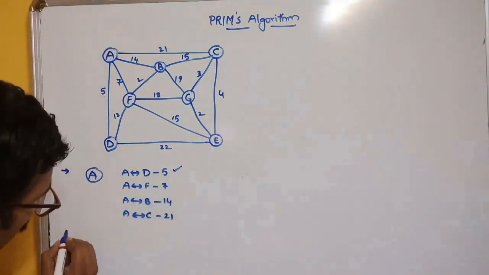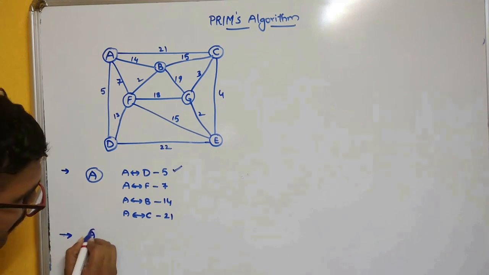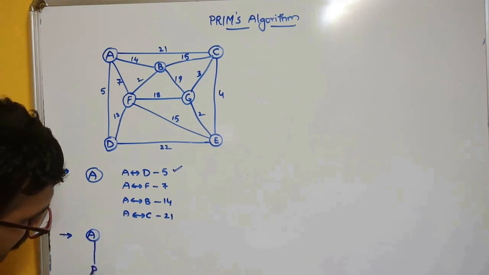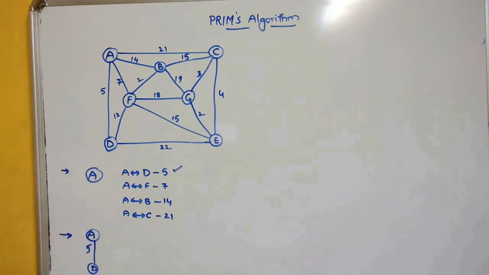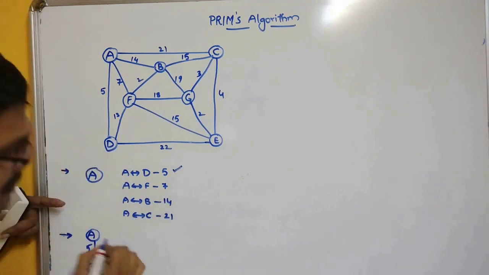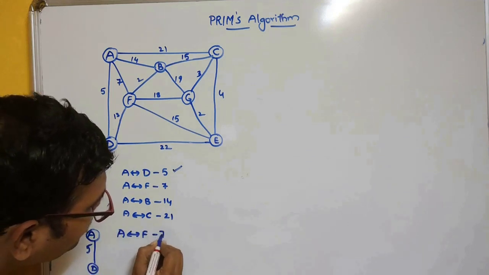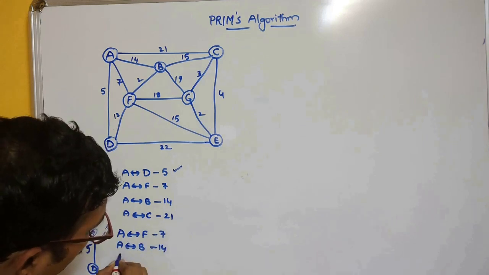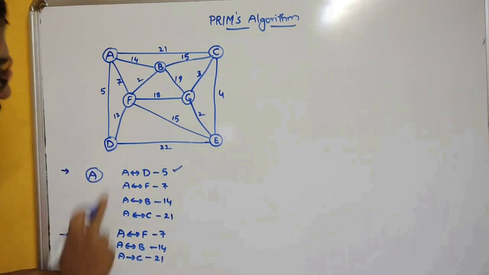Among these, this is the least cost edge, so consider this one. Our next one will be A to D with a cost of 5. Now, what are the remaining edges? Simply write down all the edges. One is A to F with a 7, A to B with a 14 and A to C with a 21.